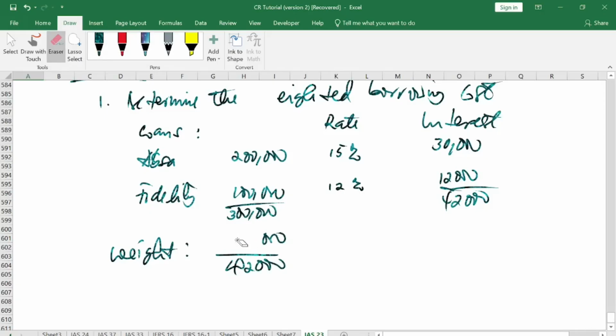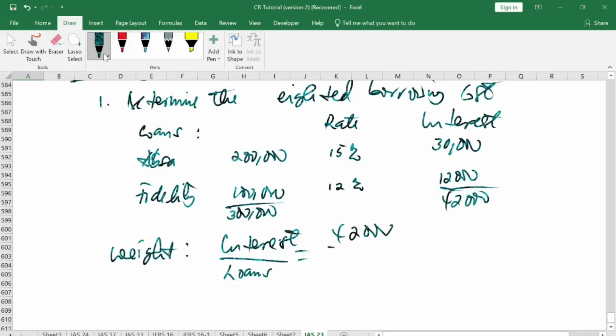42,000. So the weighting, one of them, then you weight it. So the weighting is what? Your interest over your what? Over the loan. So here you have your interest of 42,000 all divided by the loans, times 100%. What do you have? That gives me 14%.